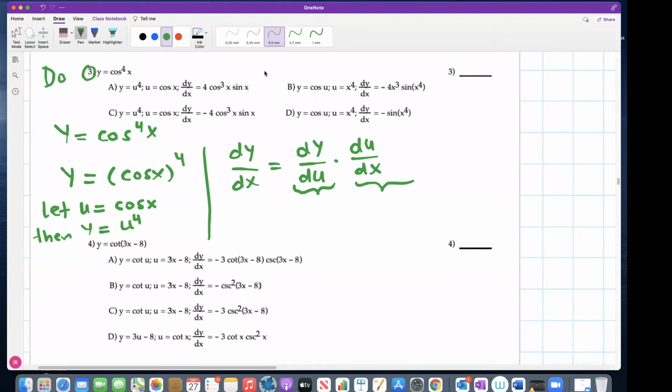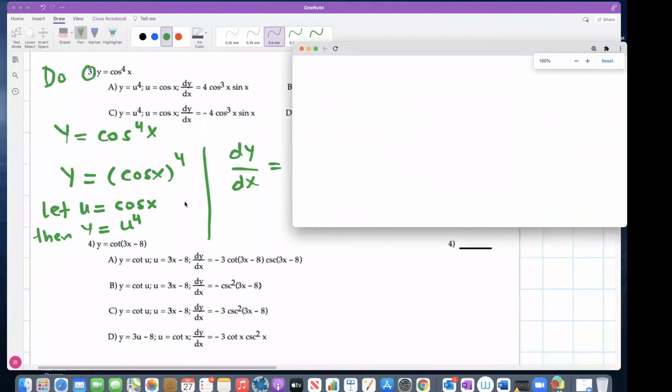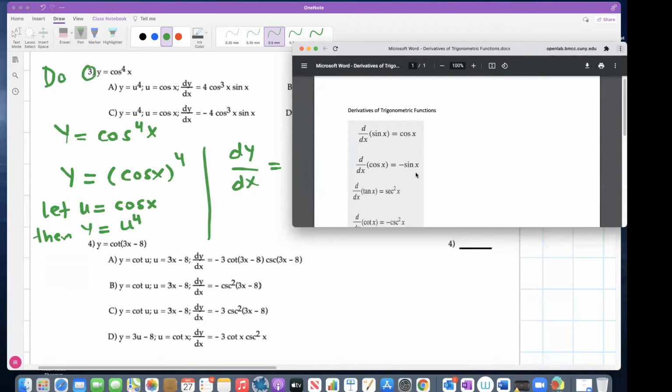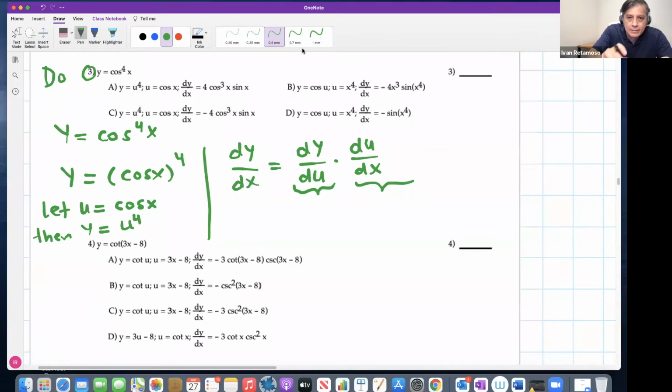That u part, I know it's 4 cosine to the third power. Yeah, but what about the sine? Remember the derivative of cosine is minus sine, right? Minus sine. Use this. Yeah, but it's very close to the answer. Very close. So try just to attach the sine.